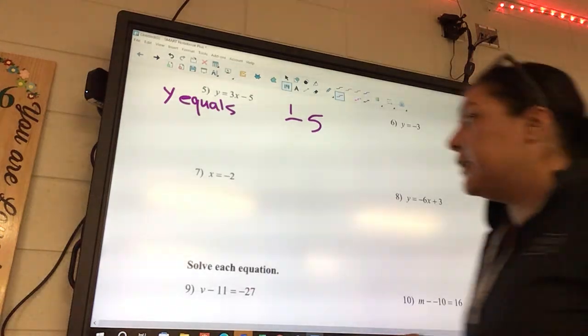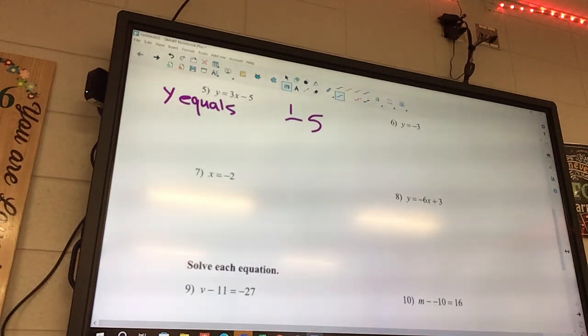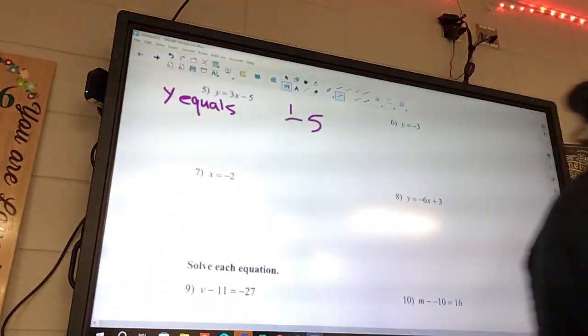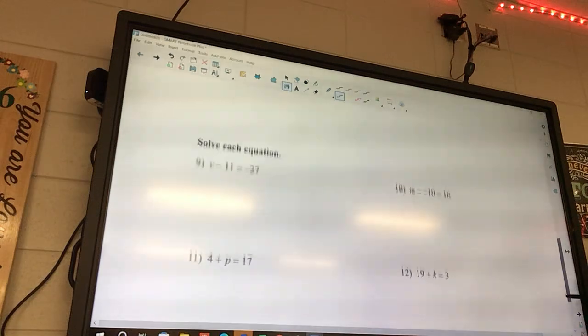Okay, the next one, what does it say? X equals -2. Boom, there you go. X equals -2. You're literally writing out the words. X equals -2. Okay, I'm a math teacher. I don't care if you didn't spell it right, but okay, x equals -2.